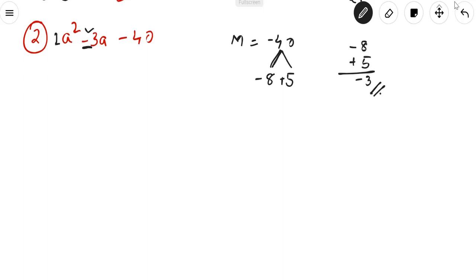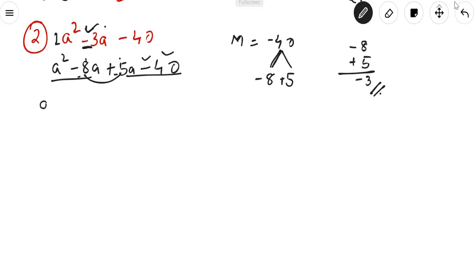Fine. So we'll start writing the equation: a square minus 8a plus 5a minus 40. When you multiply these two, you have to get minus 40: minus 8 into plus 5 is minus 40. When you add, you have to get minus 3: minus 8 plus 5 is minus 3. So it is correct. Now next, I'm going to group this one and this one.